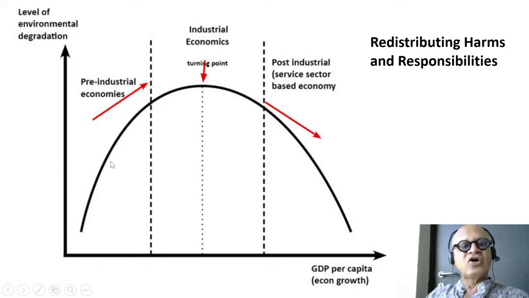So pre-industrial economies came along, and then let's say industrial economies took over. So the idea is that there was a turning point, and then the post-industrial service sector continued to increase the per capita GDP, but did the level of environmental degradation go down? So this is the Kuznets curve. And is there really a Kuznets curve for the environmental footprint?